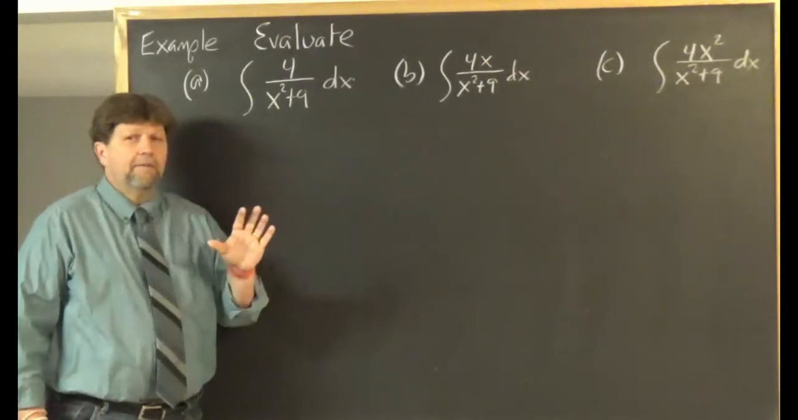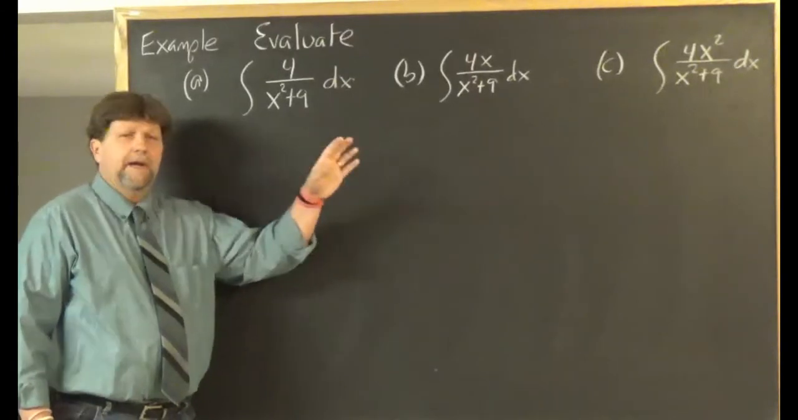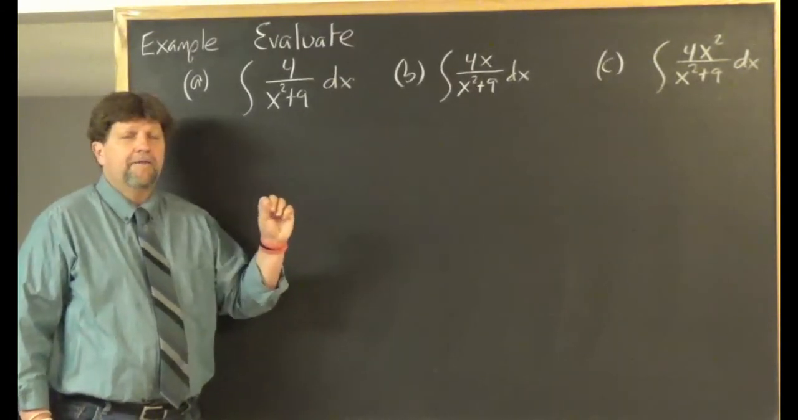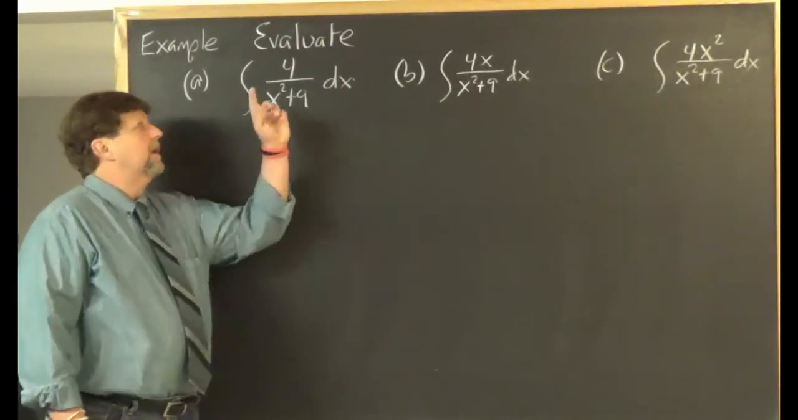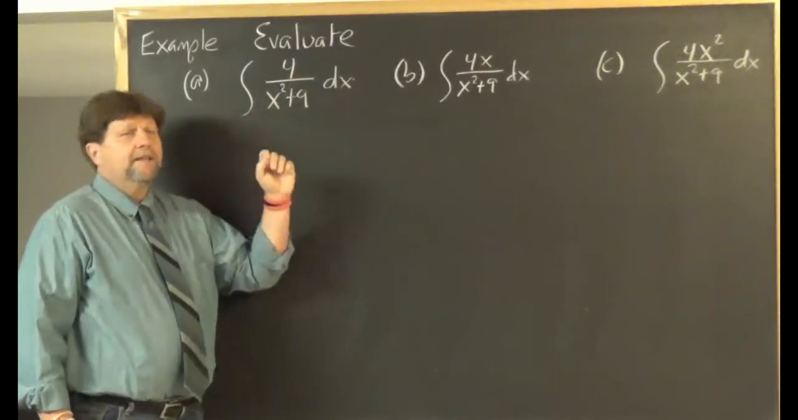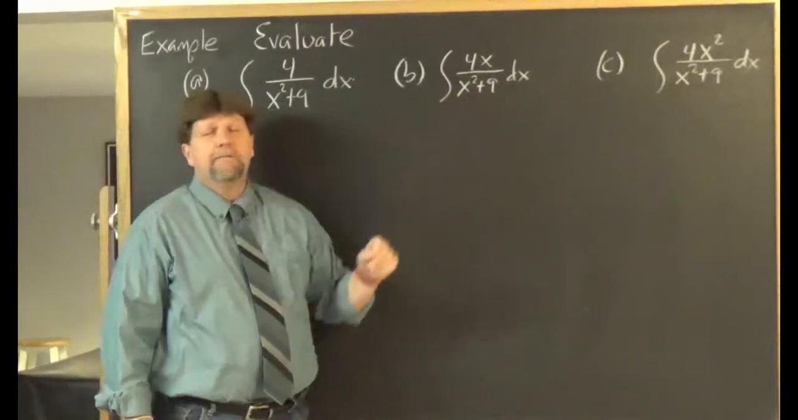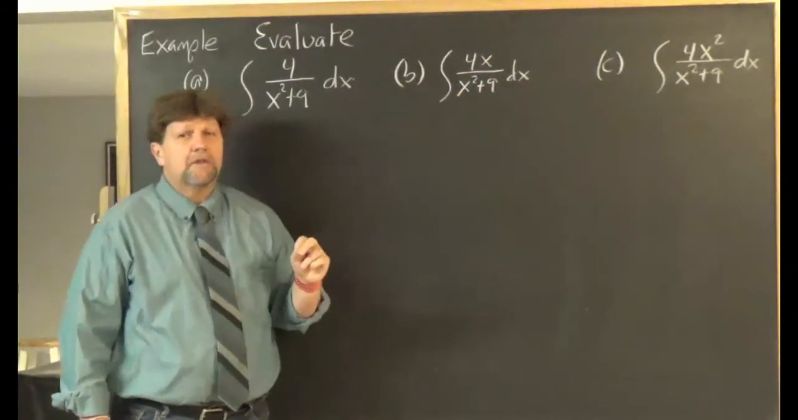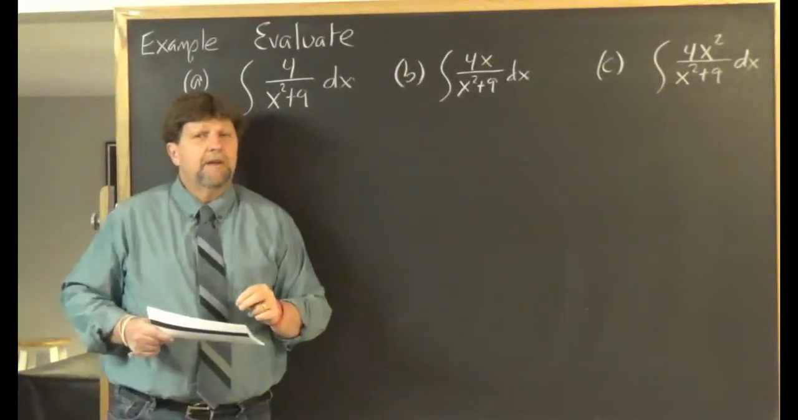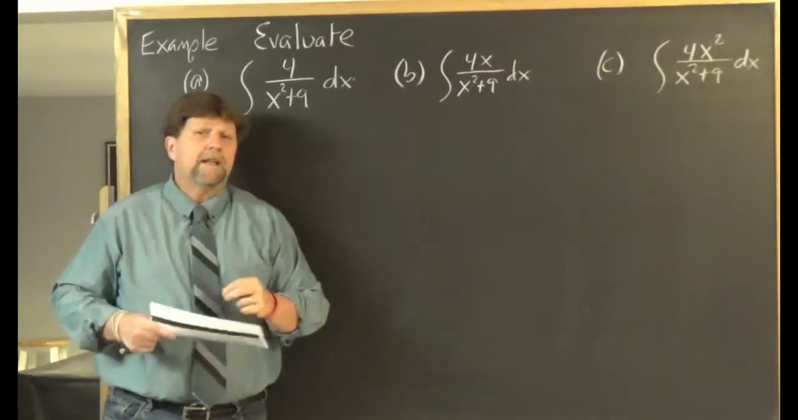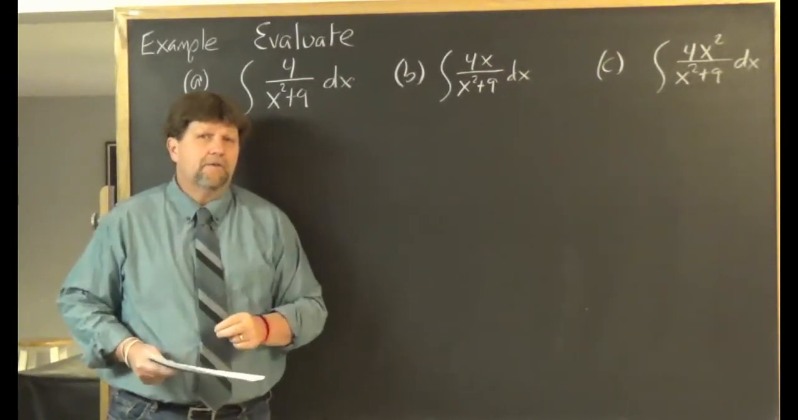Notice how all 3 of them look very familiar. The integrand has a denominator of x squared plus 9. Here the numerator is just a constant, here it's that constant times x, and in part C, it's the constant times x squared. So they all look very similar, but yet they all have radically different looking antiderivatives.